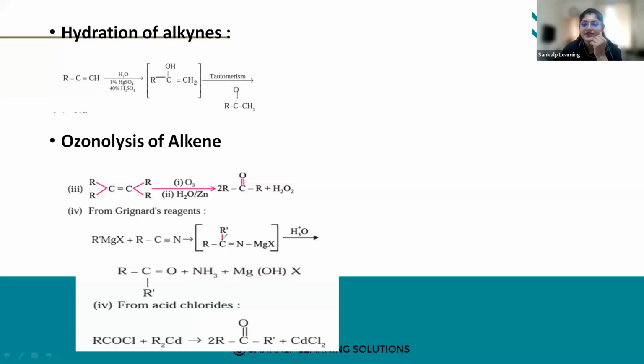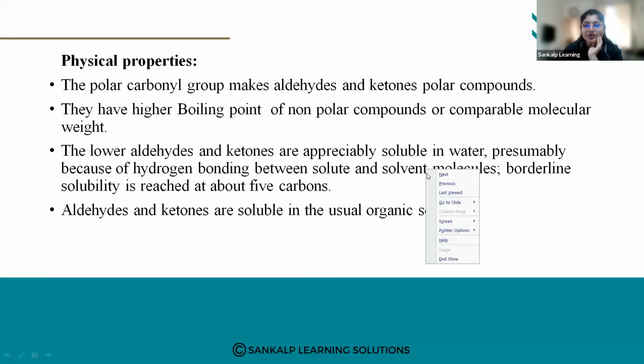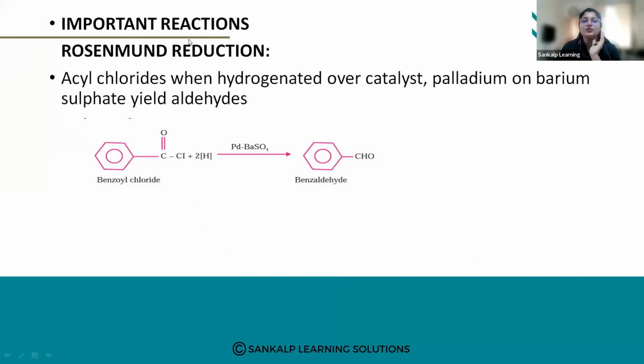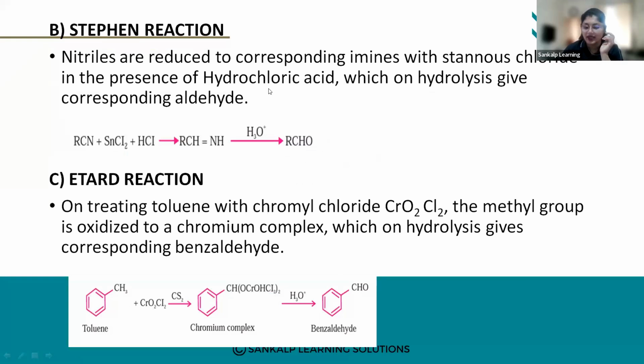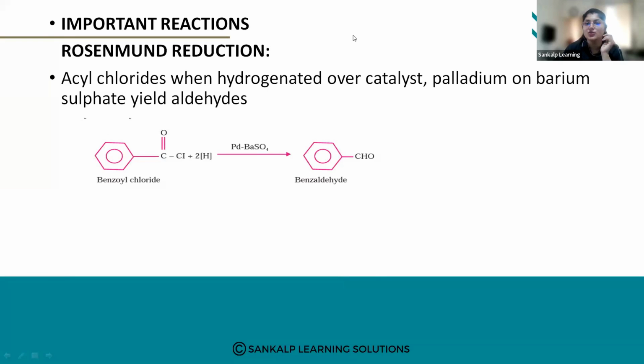So this is your hydration reaction. Then we have seen ozonolysis, where we added a molecule of ozone across the alkene. Then we saw the physical properties. Last class we again started with the important reactions. These reactions are very important name reactions. We have seen the Rosenmund reduction. We'll just glance at it and then go further.